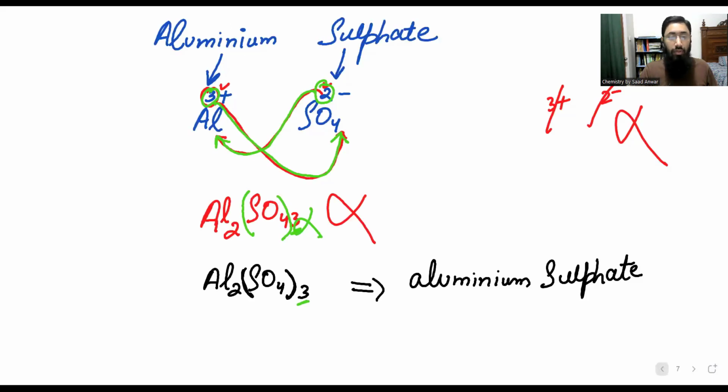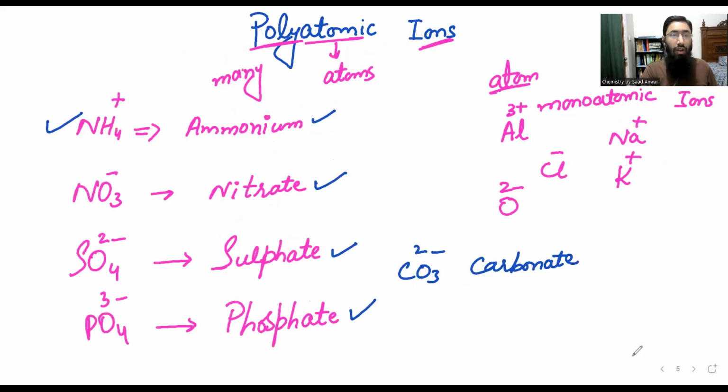Like so, I have to write aluminium hydroxide. Previously you have seen ammonium ion, nitrate ion, sulfate ion, phosphate ion. Then one is OH negative. We call it hydroxide.